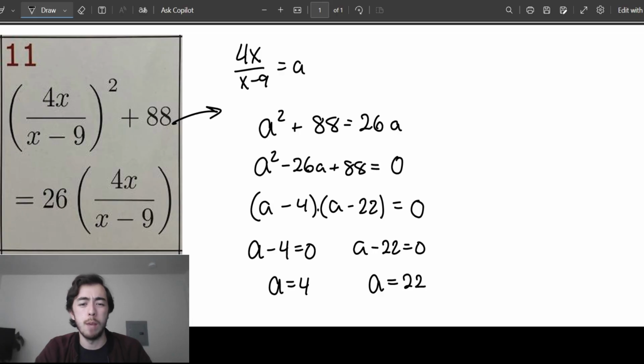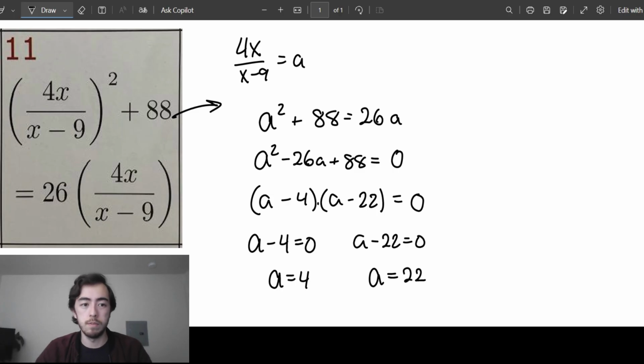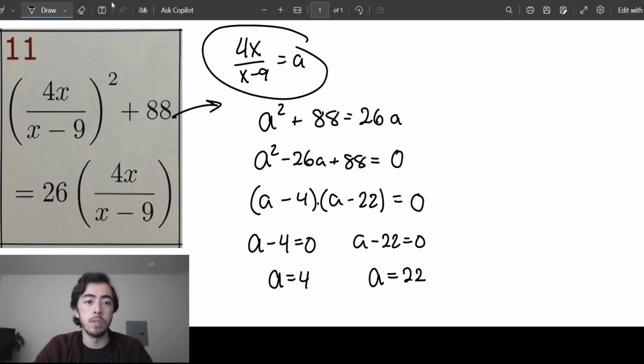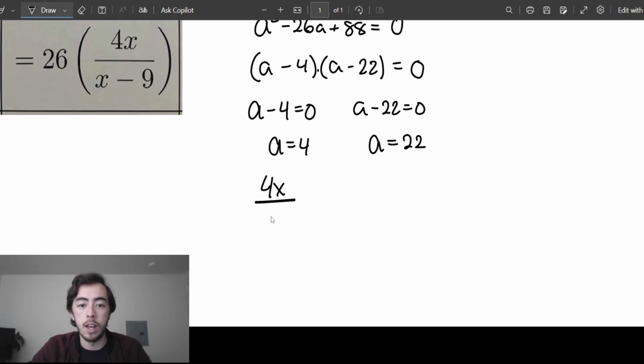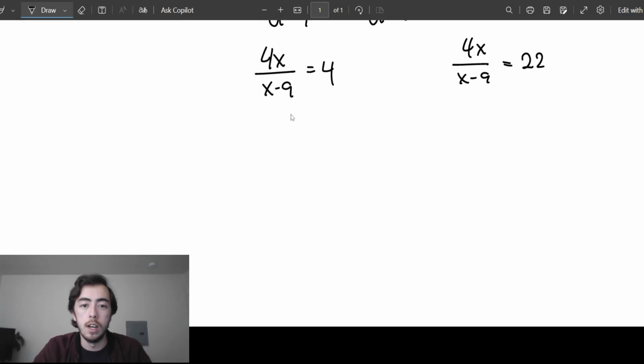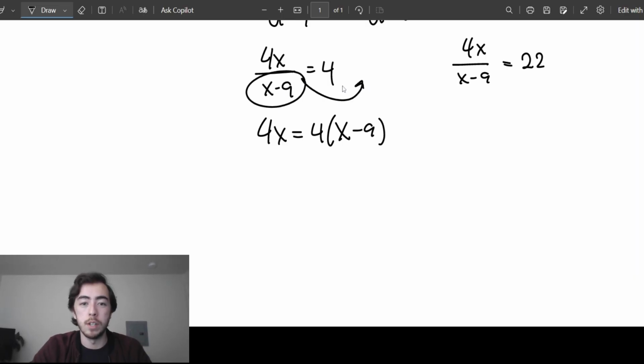So let's see what happens when we try to assign the values of 4 and 22 to this fraction. Because all along, a was equal to this 4x over x minus 9. So maybe 4x over x minus 9 is equal to 4, or 4x over x minus 9 is equal to 22. So on the left, let's get rid of the denominator. We'll do 4x equals 4 times x minus 9. I'm multiplying this expression over to the right side. And now I'm seeing why we only get one solution for the calendar today.